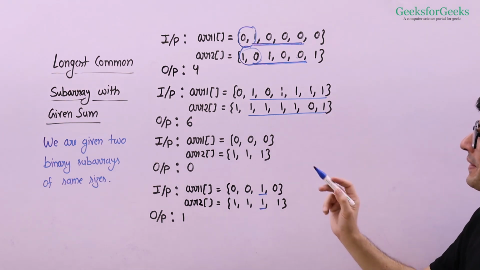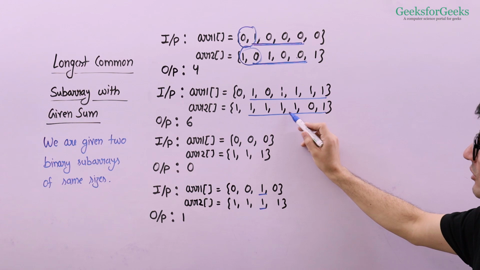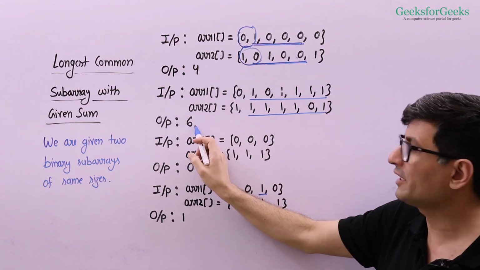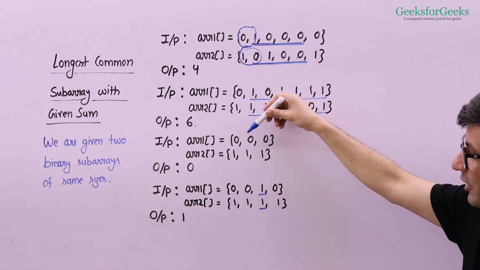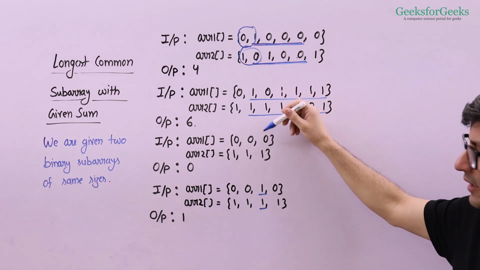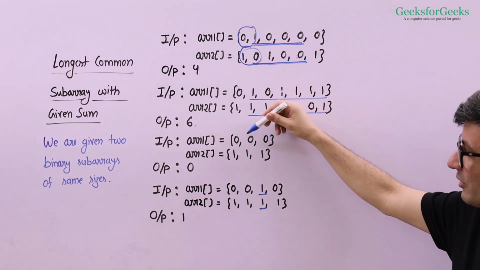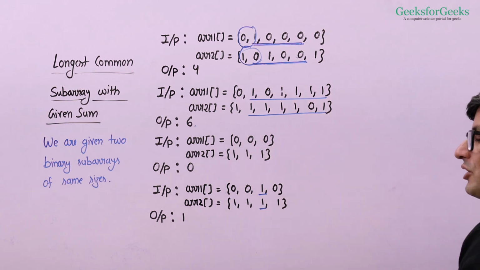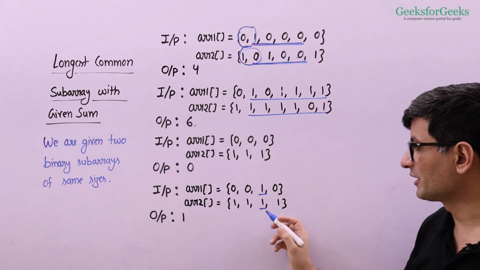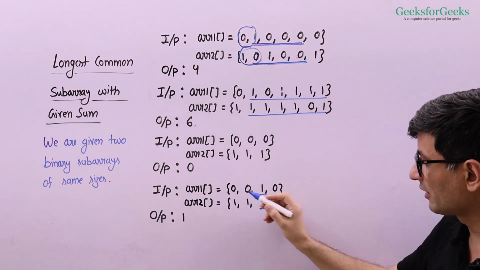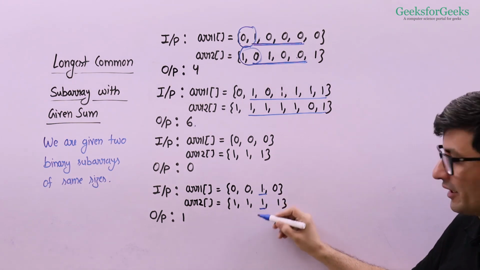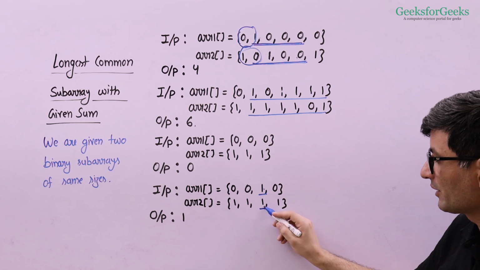Let's see this example. In this example, the longest subarray is of length 6. Length 6 subarray having the same sum. Right. In this example, there is no subarray with the same sum. Every subarray has a different sum because there we have 3 zeros and here we have 3 ones. Right. So our output is going to be 0. Now let's see this example. In this example, we have two arrays and there is only one subarray with common sum, right? And this subarray is having sum 1 here, sum 1 here.